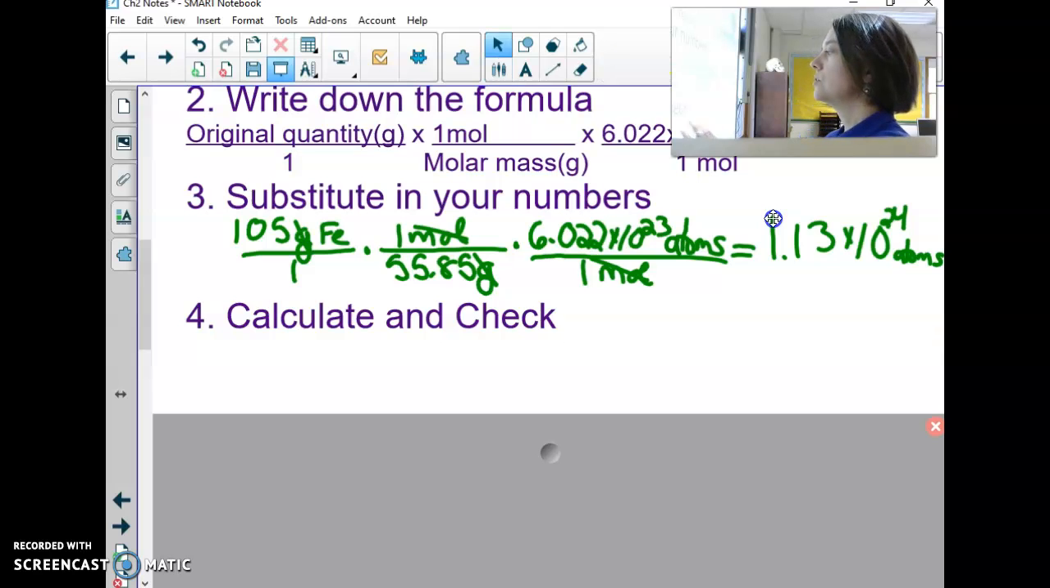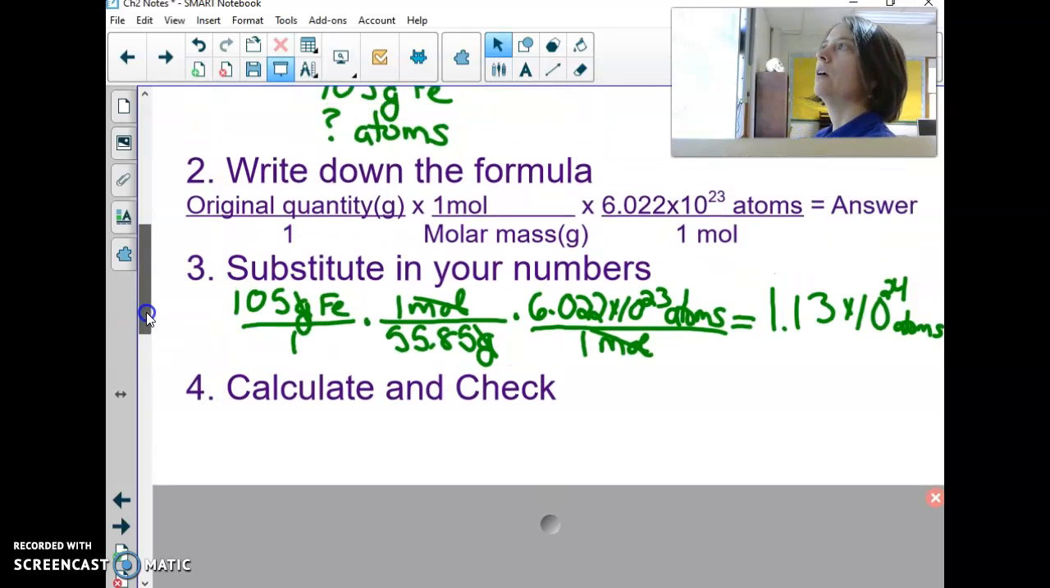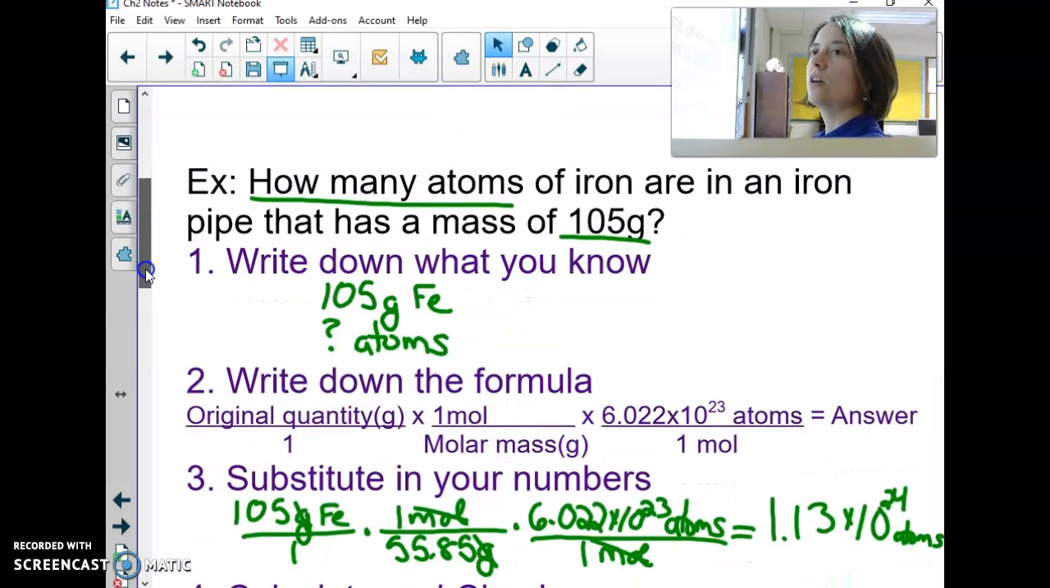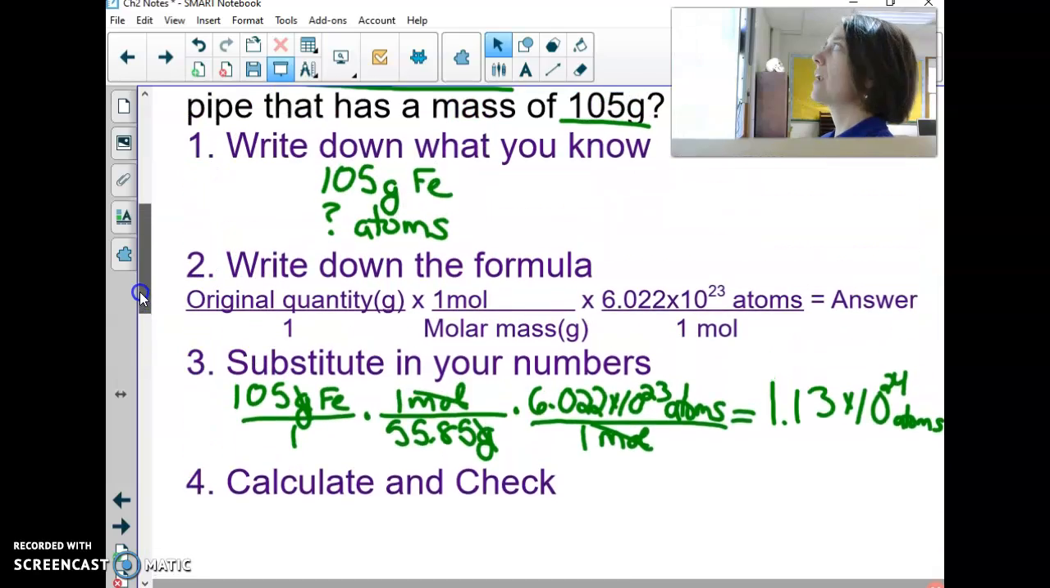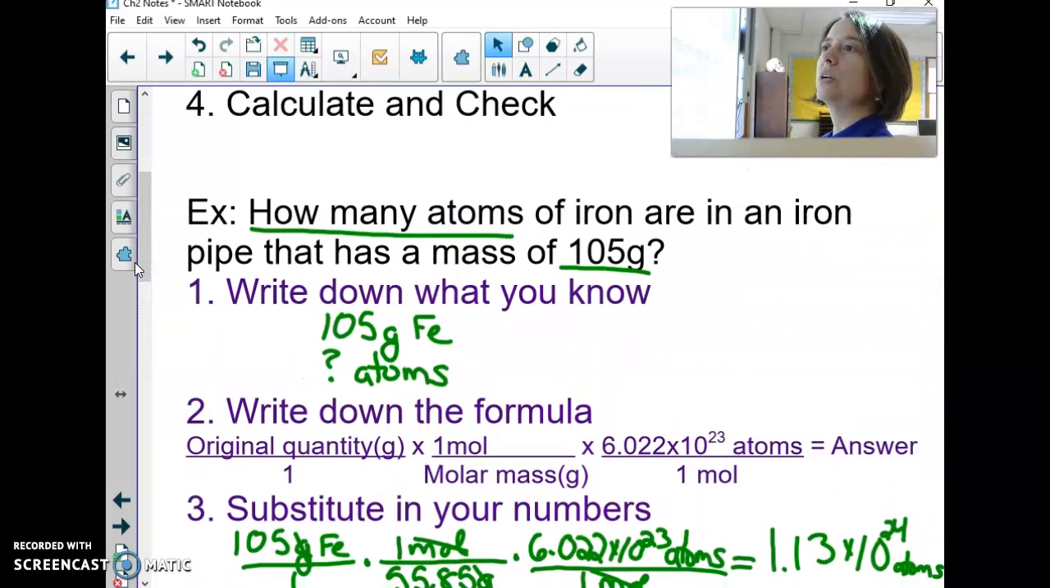So let's do our check. Did I answer the question? How many atoms? Yes, I did. My answer is in atoms. And now let's see if it's reasonable.